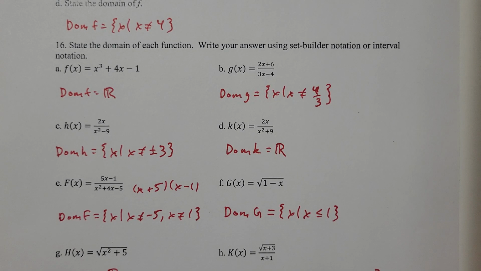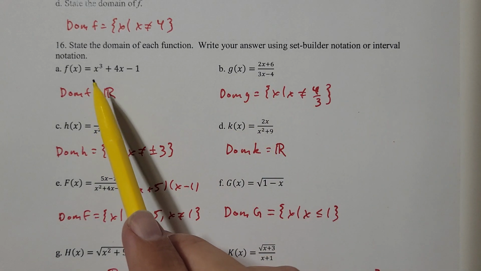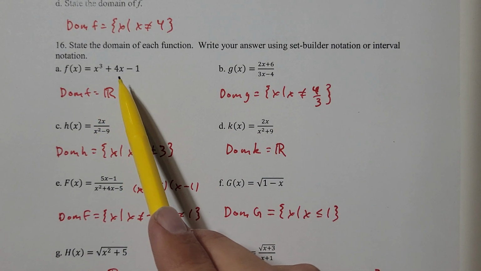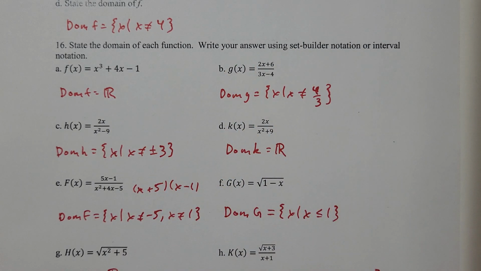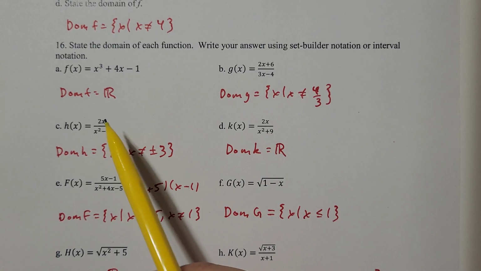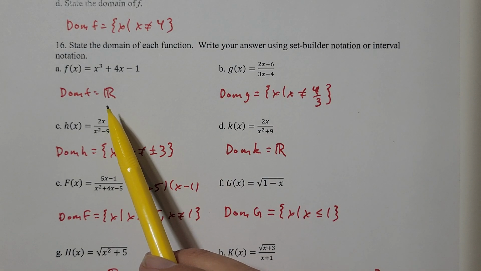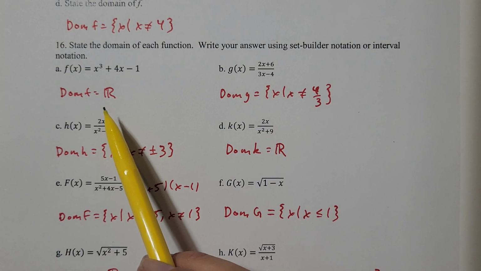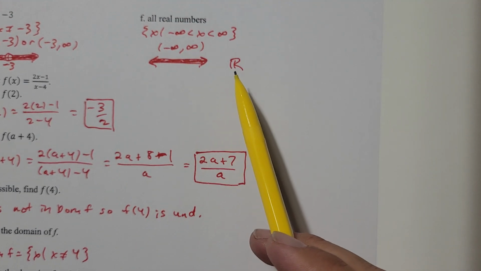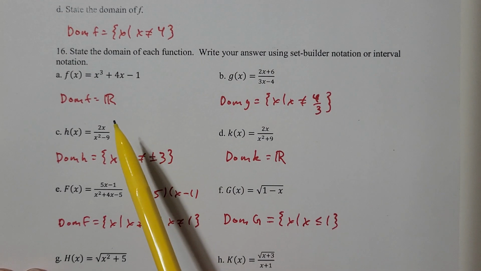Well, this function is saying pick a number. It can be any number. Whatever number that is, you're going to cube that number. You're going to add 4 times that number and then subtract 1. Well, I can do that to any number I want, right? So the domain is going to be all real numbers. A capital script R represents the set of all real numbers there.